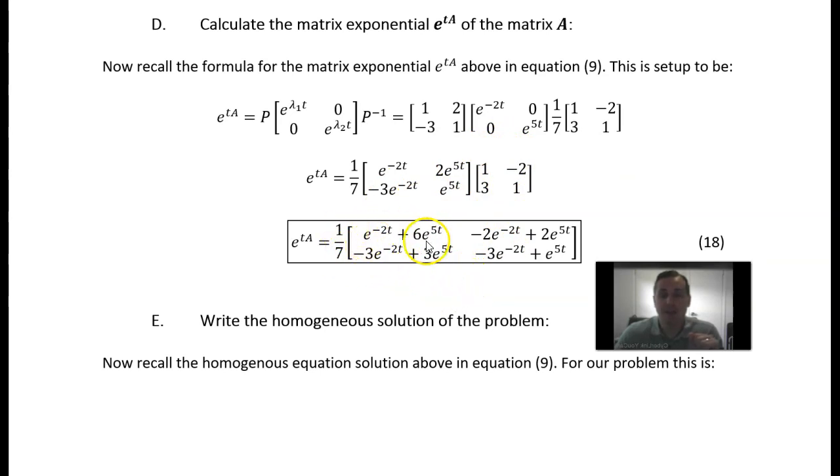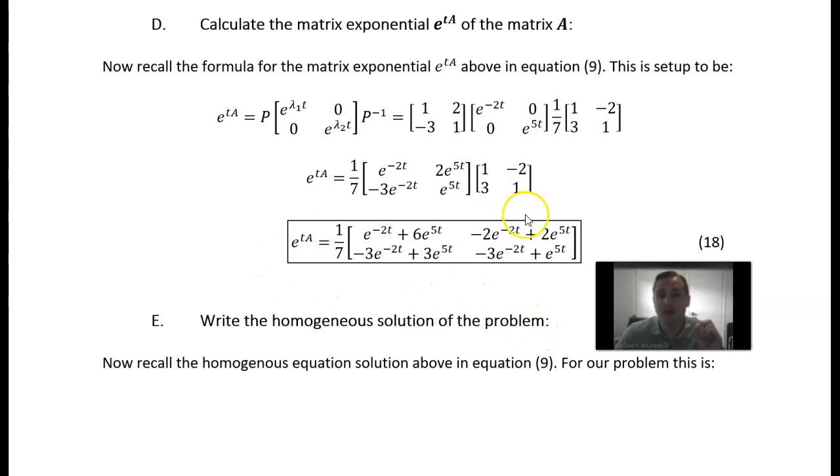So it looks like 1/7 is out front. Notice that we have exponentials involving e to the minus 2t, e to the 5t. Notice that lambda 1 was negative 2, lambda 2 was 5. Also notice that we have sums of each of those exponentials. Some are positive, some are negative, and the 1/7 is out front that came from the determinant. And there we go. So now we're very close to the homogeneous solution to this problem.